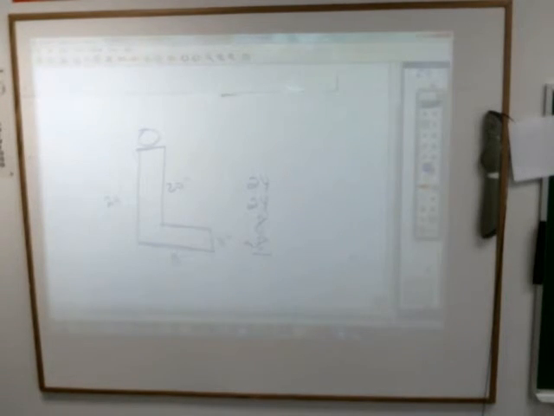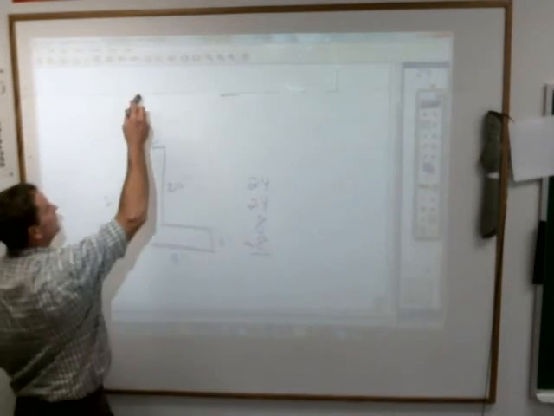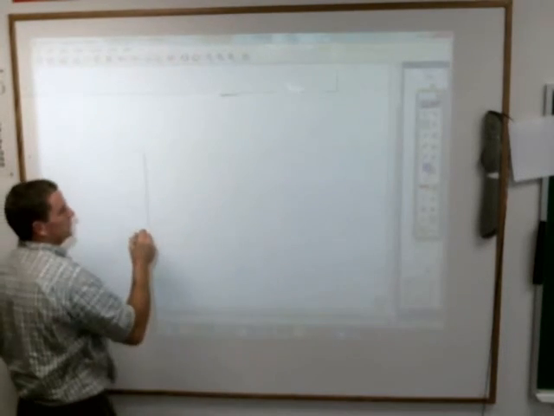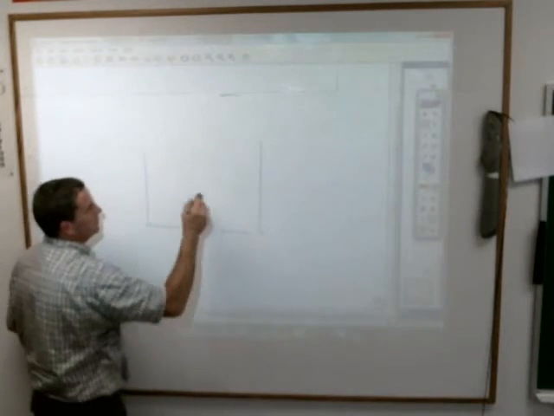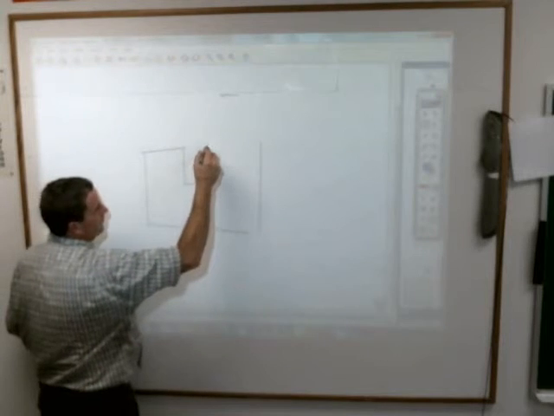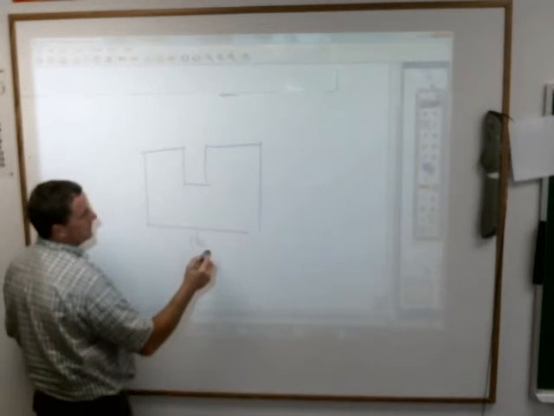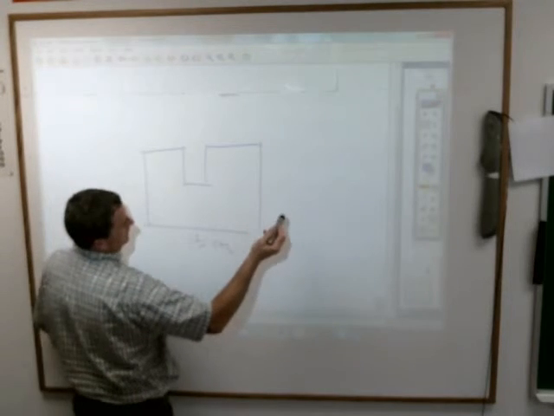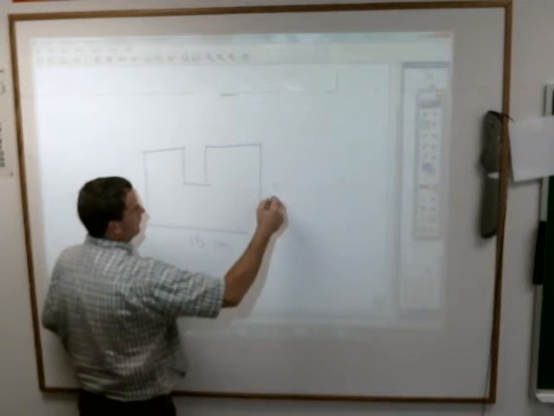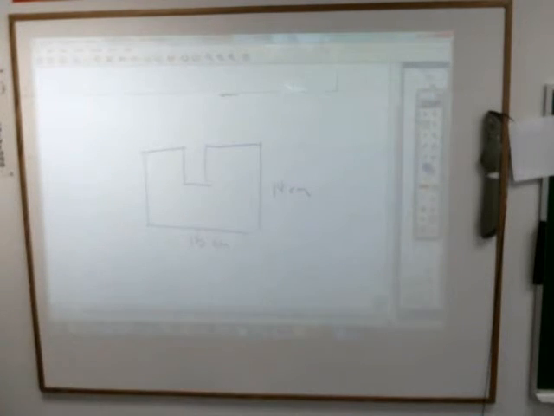Again, that only works when they're all right angles. Now, let me give you a goofy looking shape. If you have this shape that's a U, like this, and I tell you that this is 16 centimeters, and maybe this one is 14 centimeters. Can you tell me the perimeter of that shape?